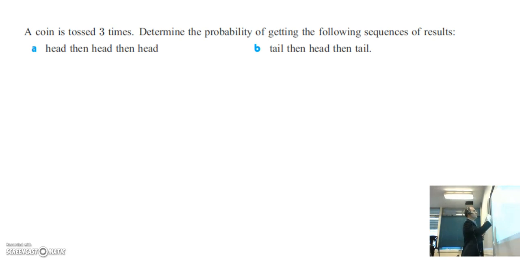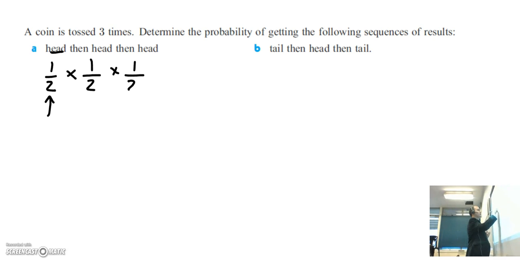A head. So head is a 1 in 2 chance. Then a head. So there's event A. Event B is a head. Now that's a 1 in 2 chance. By a head again is a 1 in 2 chance. Means we've got a 1 in 8 chance of that happening.